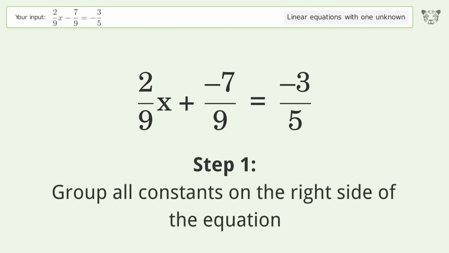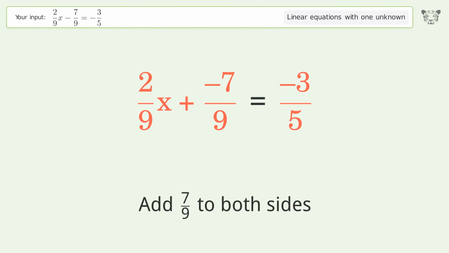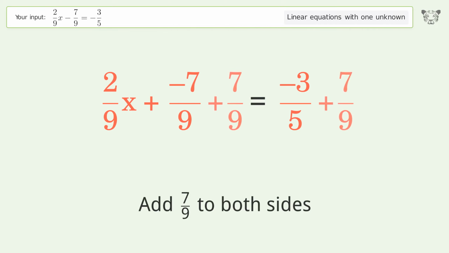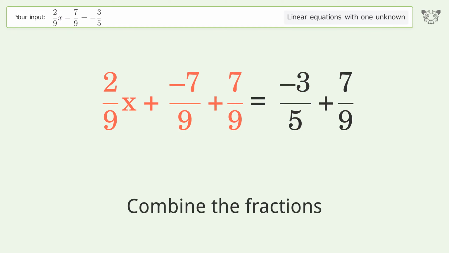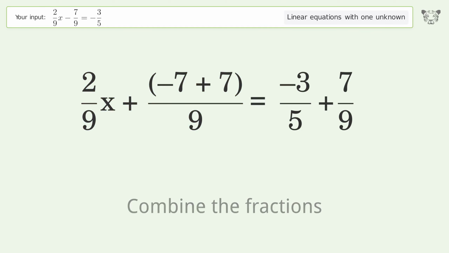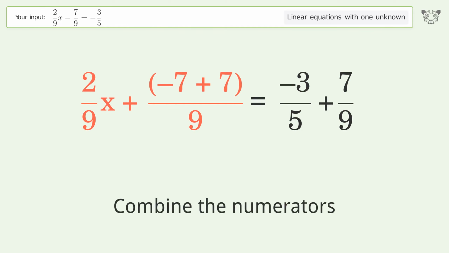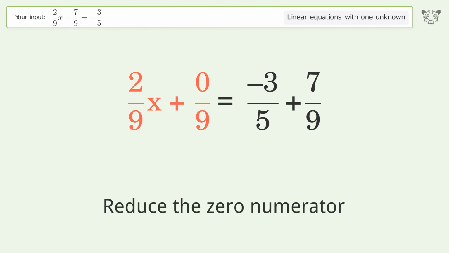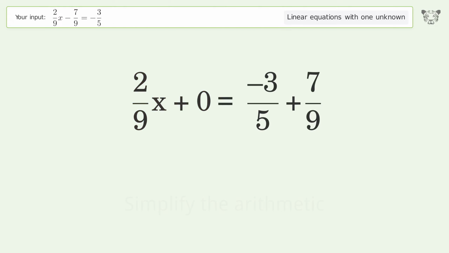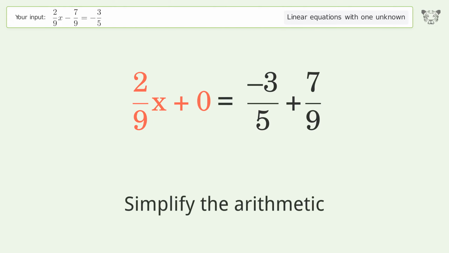Group all constants on the right side of the equation. Add 7/9 to both sides. Combine the fractions. Combine the numerators. Reduce the zero numerator. Simplify the arithmetic.